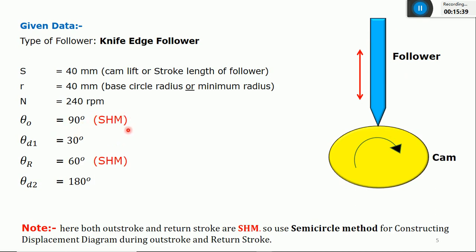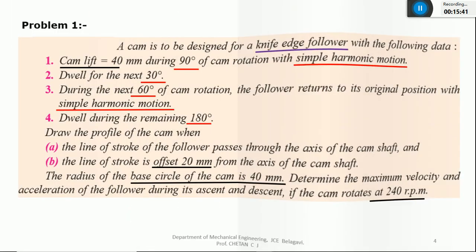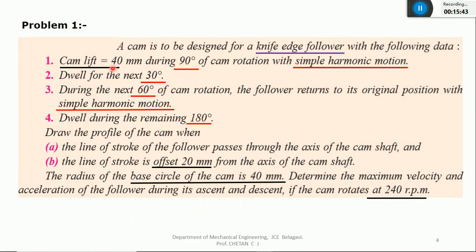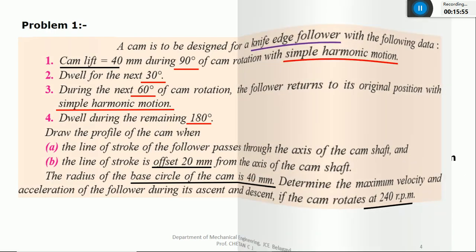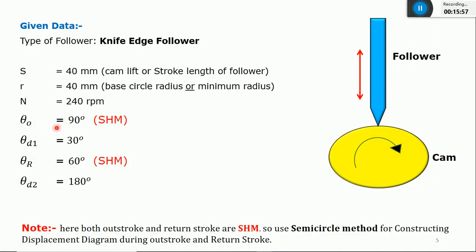Just write down. In the problem they'll mention the cam lift during 90 degree of cam rotation, means the follower is moving in upward direction. Lift means upward, 90 degree with simple harmonic motion. They'll mention the kind of motion. The theta naught is 90 degree. Next, dwell angle.